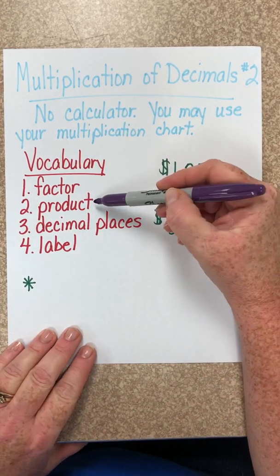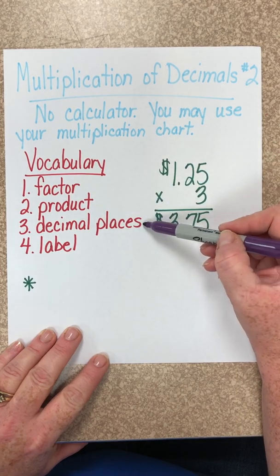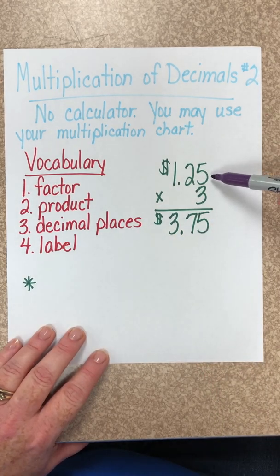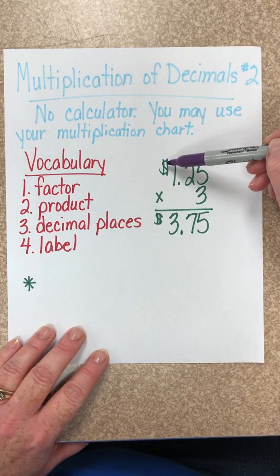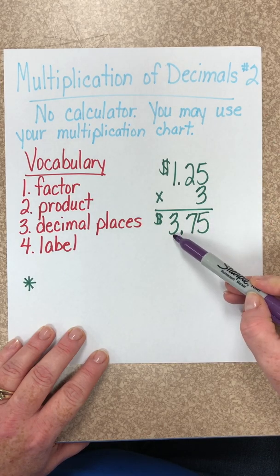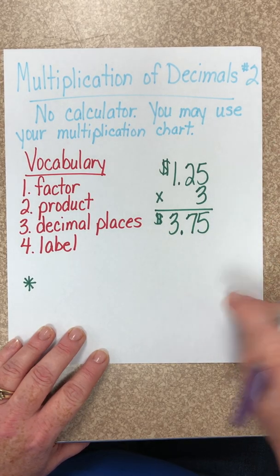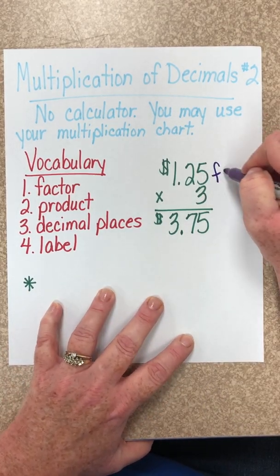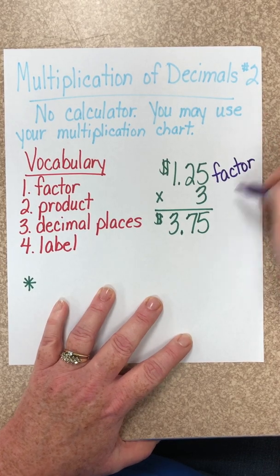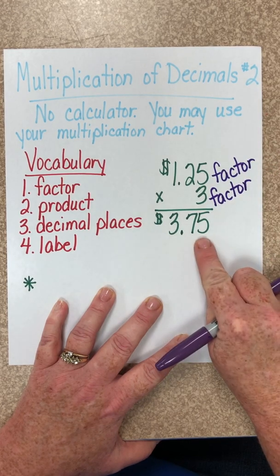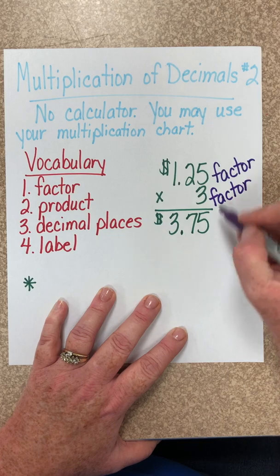Factor, product, decimal places, and we're going to talk about labeling. Let's look at the example. We have a dollar sign, so that means we're referring to money. $1.25 times 3 is $3.75. Numbers that we multiply together are called factors. The answer to a multiplication problem is the product.